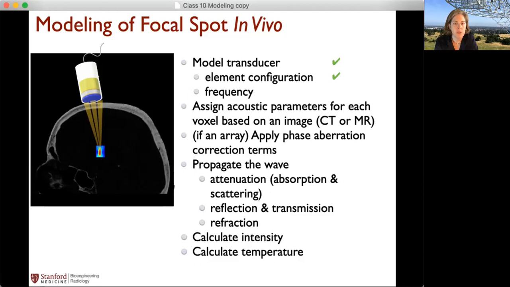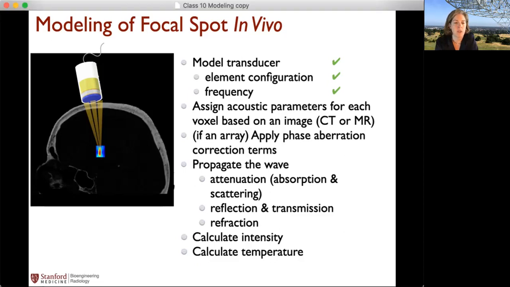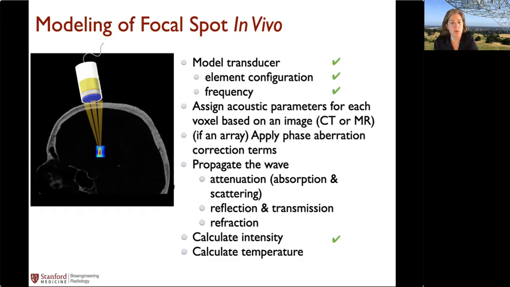So these are things that we've talked about, and people should have a good idea of what I'm talking about right now. The other thing that we've talked about is calculating intensity. If you can calculate the pressure wave, like we've mentioned in the prior slide, then to get to intensity, you take the square of the pressure and divide by Z. So calculating intensity is relatively straightforward. It's the rest of it that we haven't really talked about.